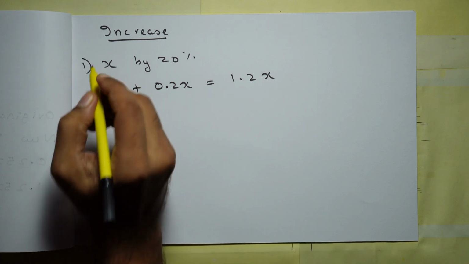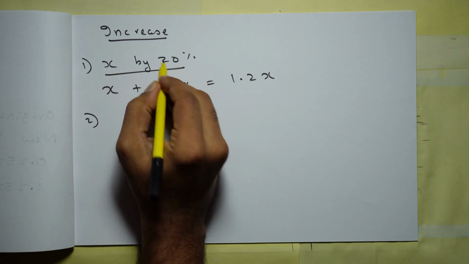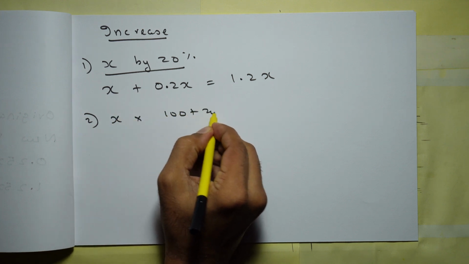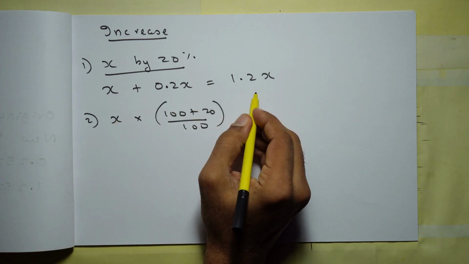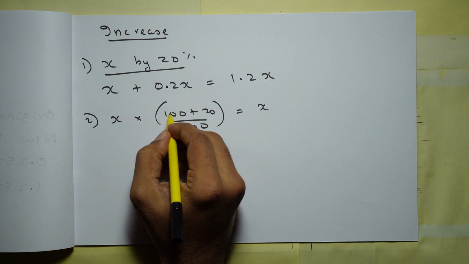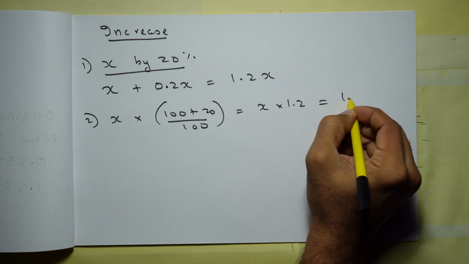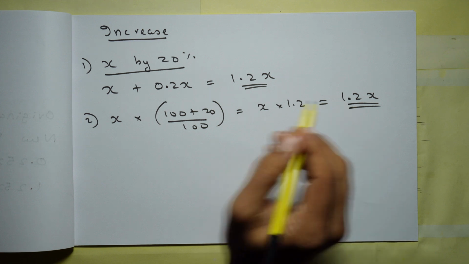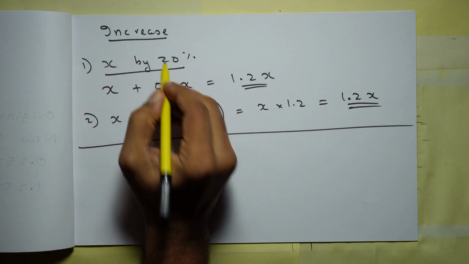So this is the first method. Now we look at the other method. Now you need to increase x by 20%. Then the procedure is like this: x into 100 plus 20 by 100. So this procedure will also give you the same answer. So this you will get it as x into 100 plus 20 by 100. So that will be x into 1.2. That you will get it as 1.2x. So you can see both the methods will give you the same answer. In both the cases you can see that x has been increased by 20%.